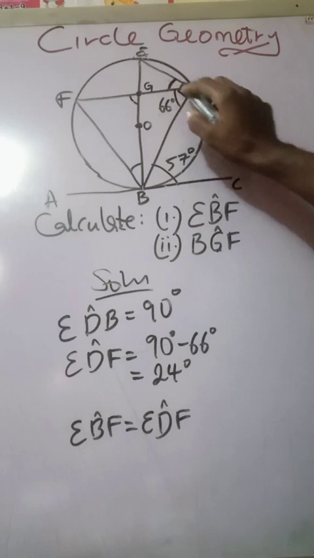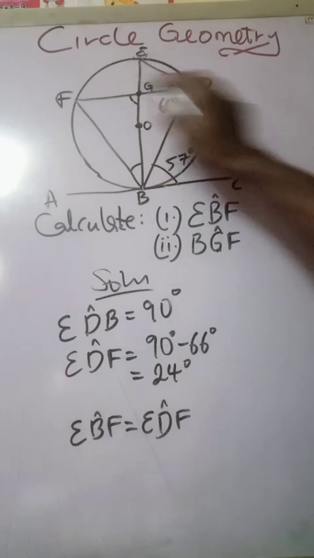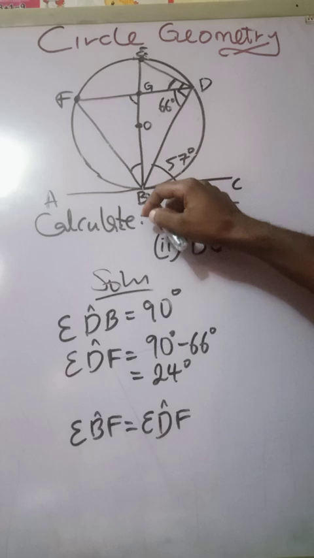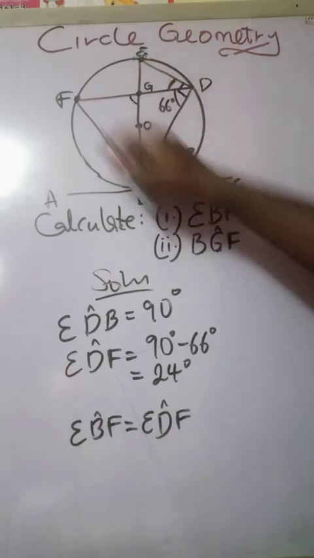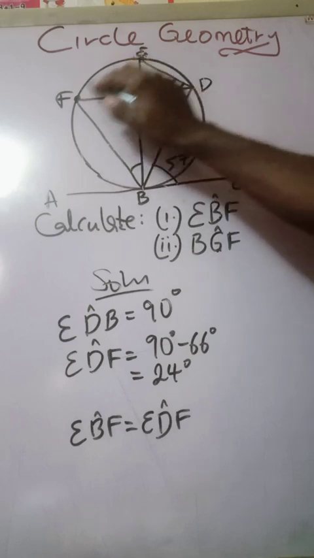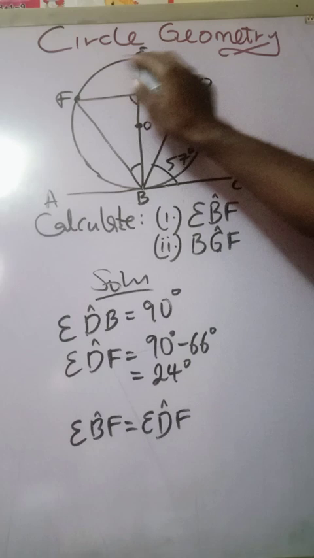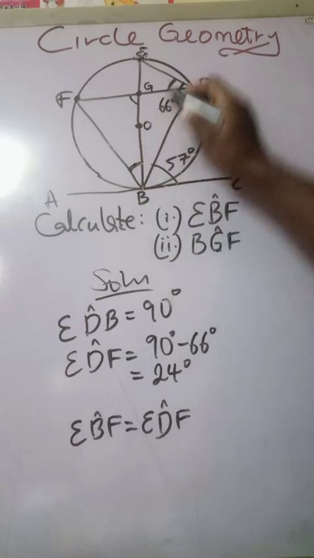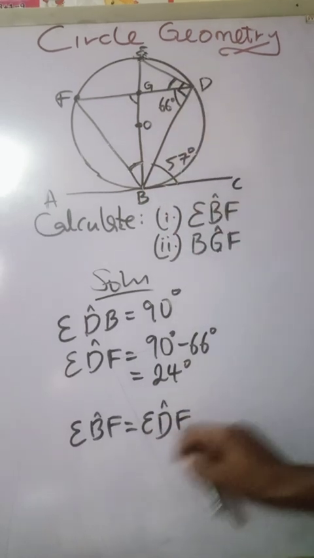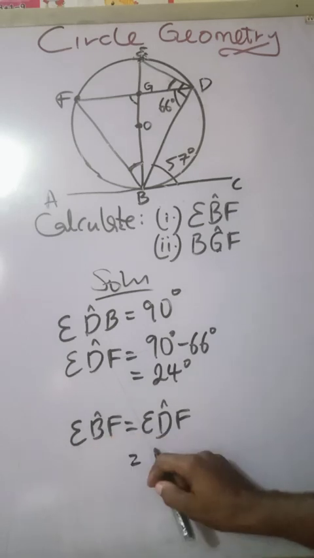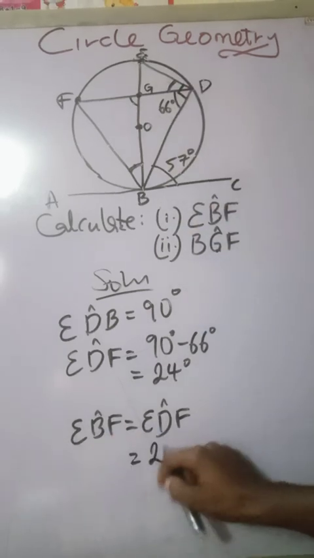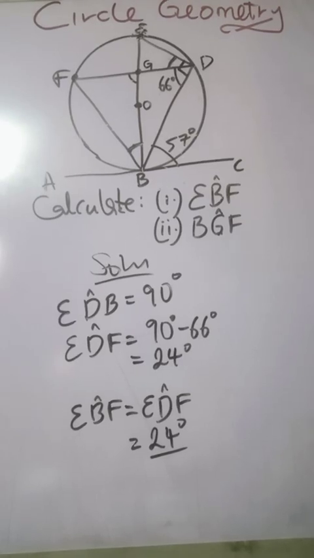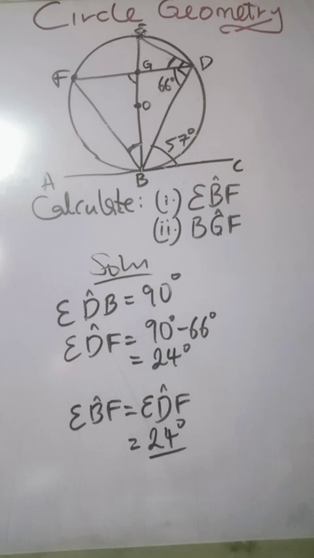Now here's what to do. The lines that formed angle EDF halted at E and F. As well, the lines that formed angle EBF halted at E and F. And so this angle and this angle are the same. That means angle EBF is equal to 24. You got it right. Angle EBF is equal to 24 degrees.